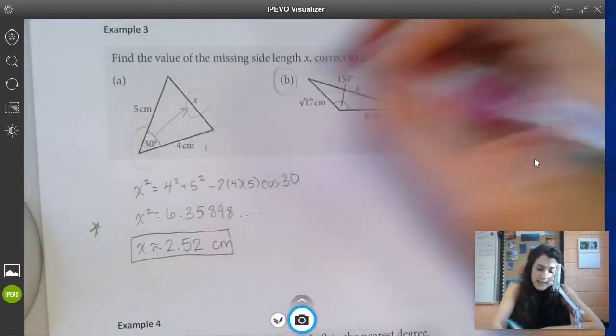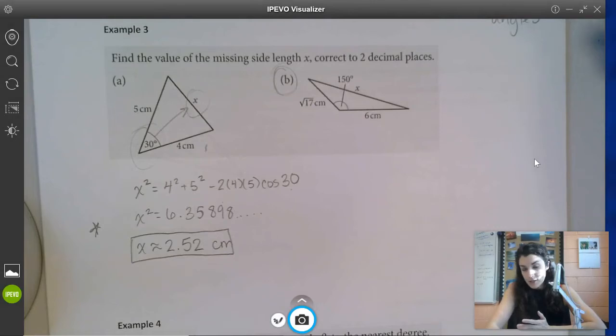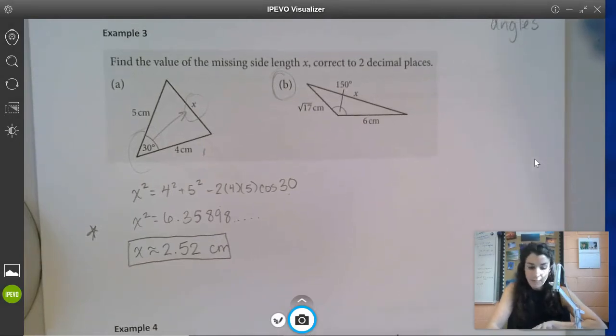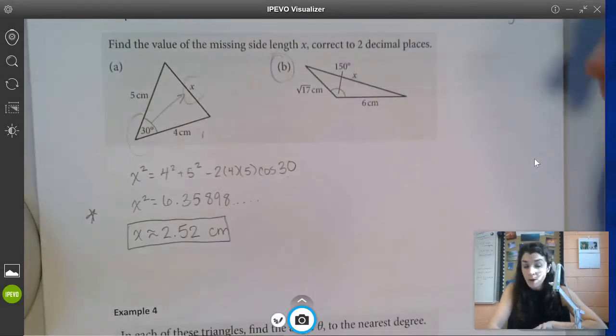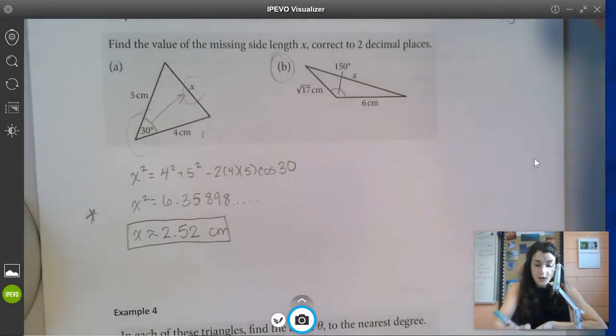Part B is the exact same process, just with a different problem. So I'm not going to spend time going over it, but you are welcome to practice that on your own.